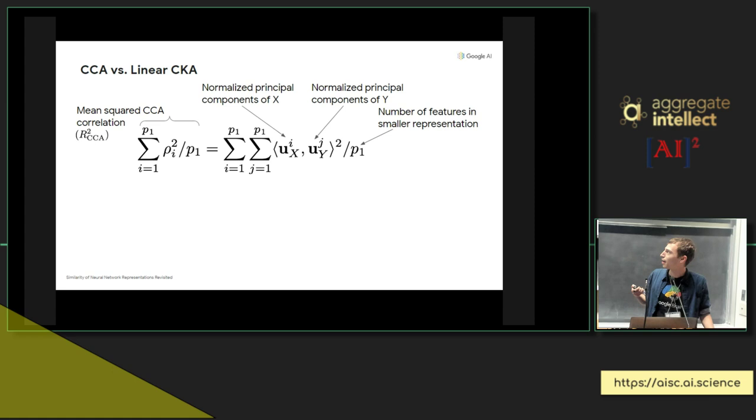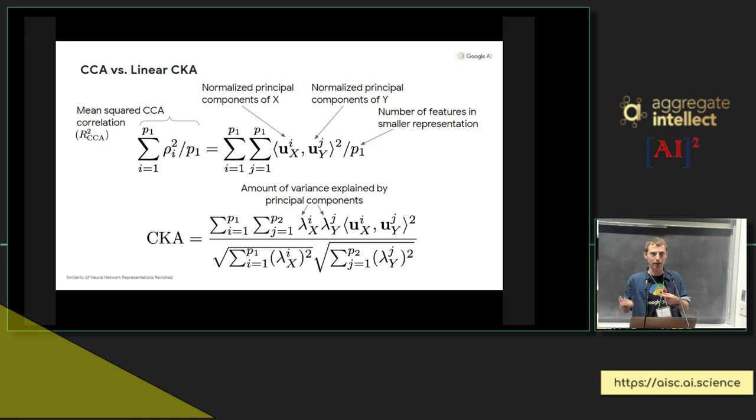But we can also write CKA in terms of the normalized principal components, the eigenvectors of XX transpose and YY transpose. And if we do that, you can see that the main difference is that in CKA, we're weighting the dot products by the amount of variance explained by the principal components. So CKA is placing greater emphasis on similarity between these components that are responsible for more variance in the original representation.